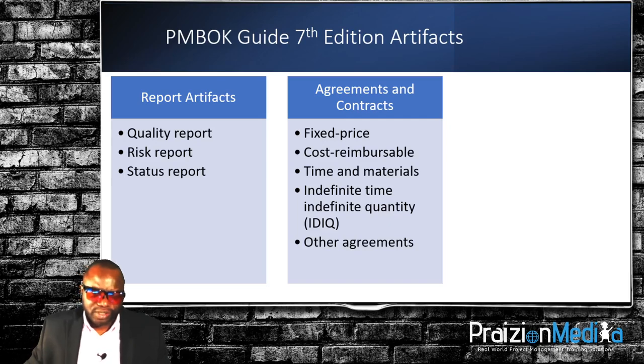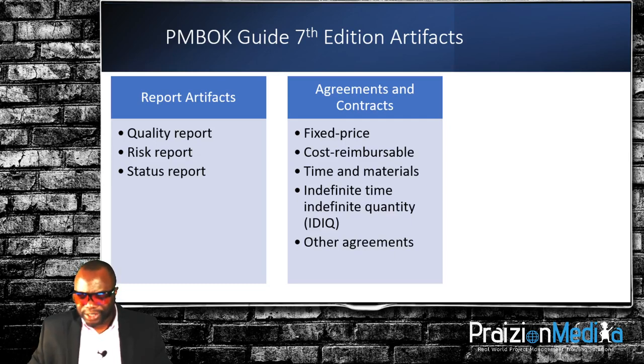We have cost reimbursable contracts, and this category of contracts involves payments to the seller. We have 3 types: CPAF, CPFF, and CPIF. Again, look for my video on this. And then we have time and material contracts. Just search for contract types, Praizion, you'll find it.